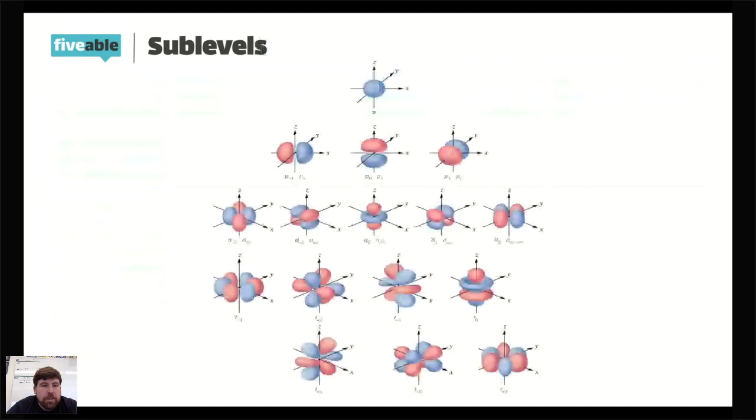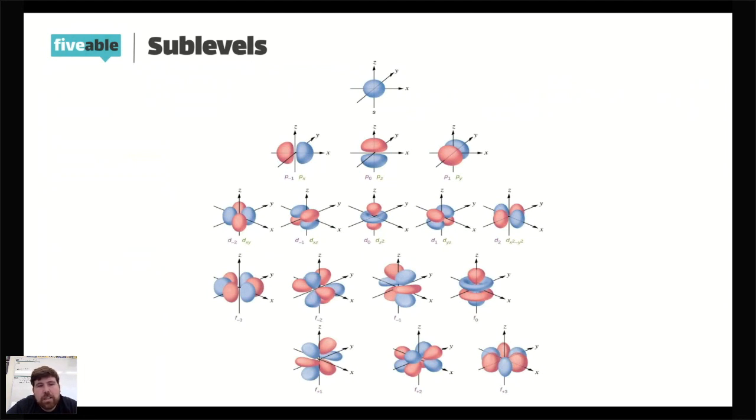Don't bother with the opposite colors, the red and blue. That has nothing to do with the AP curriculum. It's just the way that mathematically these lobes and orbitals lay themselves out. It's a result of the wave equation once again. But for you, the only thing you really need to know is the shapes of these things. And as you can see, they get significantly more complicated as you go down.